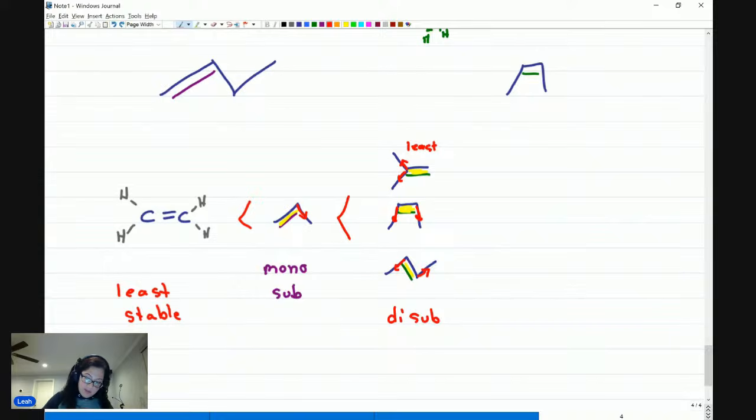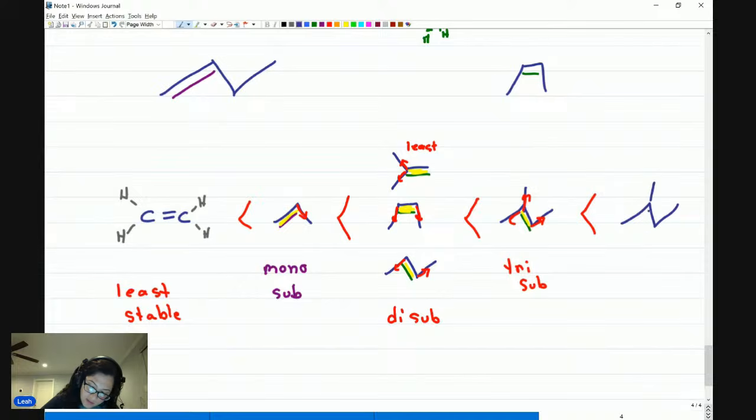These are di-substituted. If I add a third group onto it, this right here, watch, highlight, and 1, 2, 3, tri-substituted. And last but not least, the absolute highest degree of substitution I can get on an alkene. If I highlight the pi bonds, I have 1, 2, 3, 4.